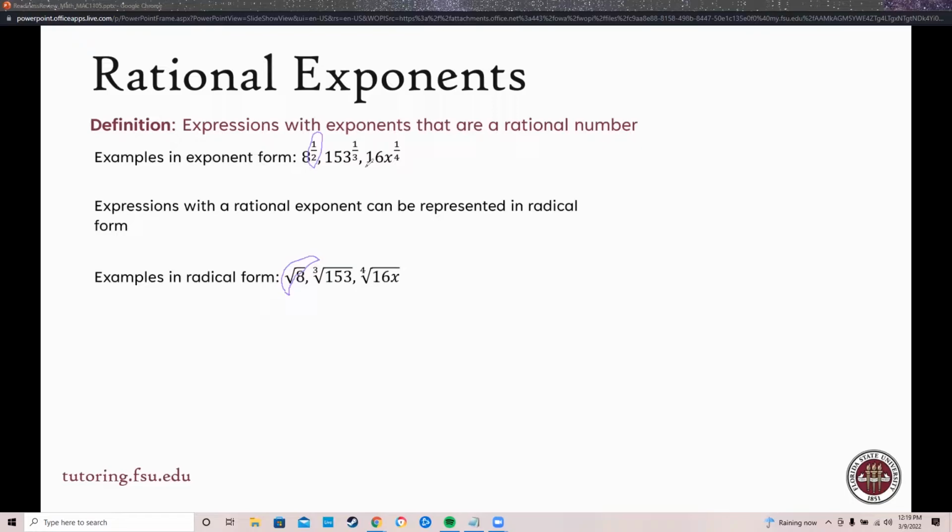And if I raise anything to the one-third power or the one-fourth power, this would be synonymous with taking the cube root of that thing or the fourth root of that thing. And that's all that really has to be said about rational exponents.